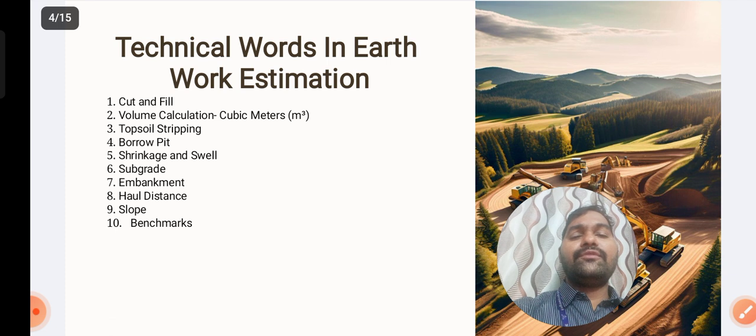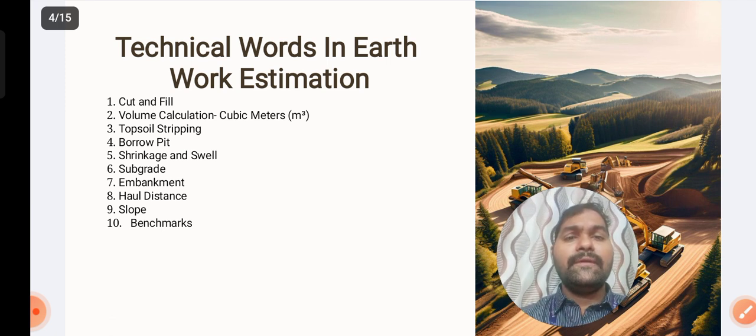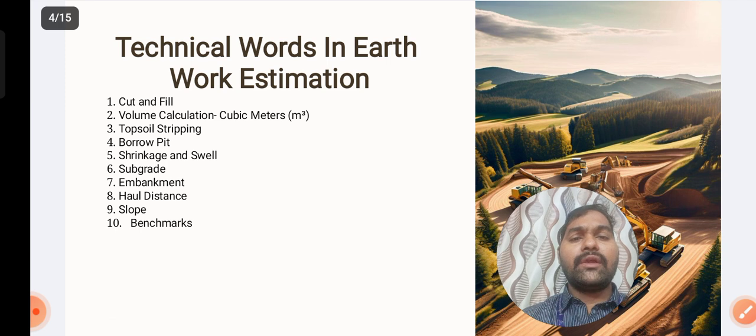Coming to the second point, the quantities are calculated in terms of cubic meters. And the next one is topsoil stripping. If you remove the top soil over the existing ground, we call it topsoil stripping.